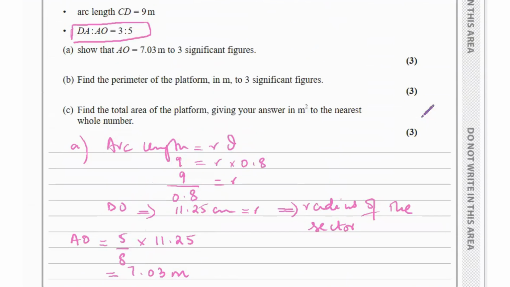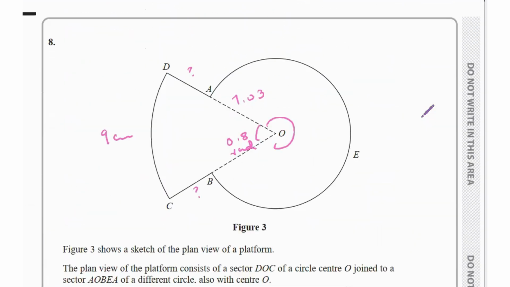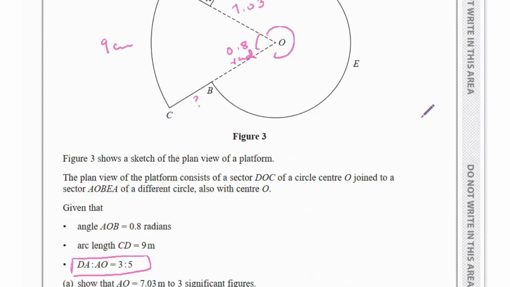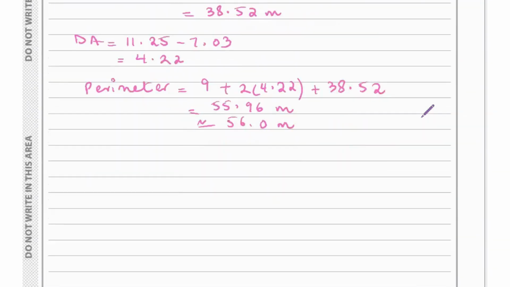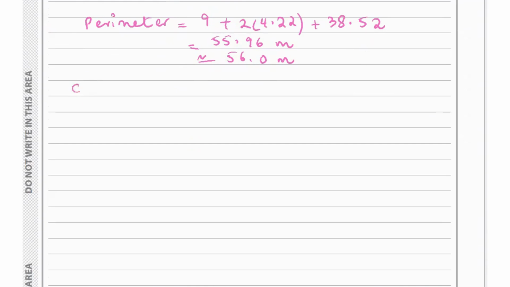Then in part C, they're asking us to find the total area of the platform, giving your answer in meters squared to the nearest whole number. For the area, we once again find the area of the major chunk of the circle, and then we find the area of the sector, and then we add the two. We're going to use a different formula again because we're using radians, not degrees. Area is 1 over 2 r squared theta of the sector.